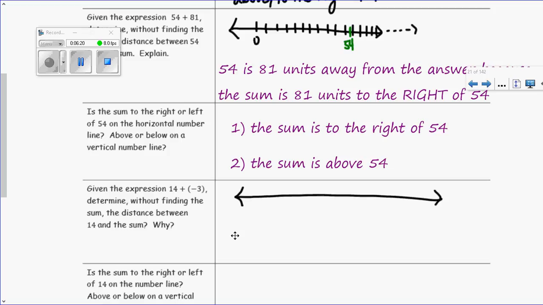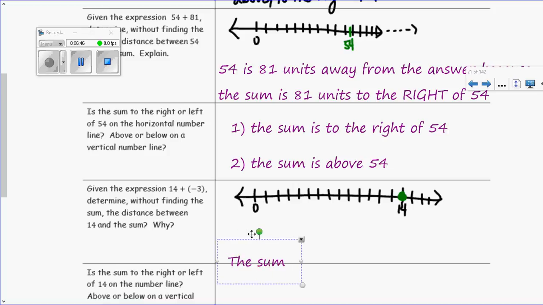If I have, let's say, 0, 1, 2, 3, 4, 5, 6, 7, 8, 9, 10, 11, 12, 13, 14, how far away is the answer from this point? So I'll make a green dot right there. How far away is the answer from 14? Well, you should know it is 3 units away. It's 3 units away. In which direction?